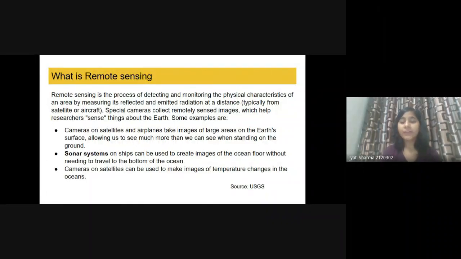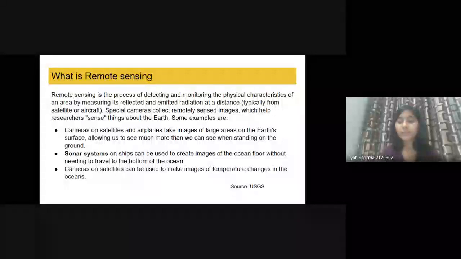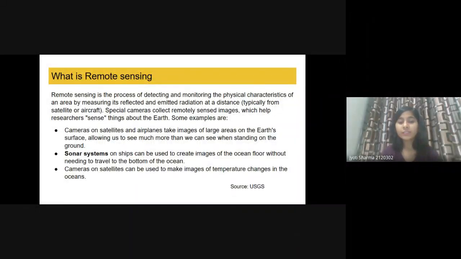And whenever there is exploration of the ocean, these kinds of sonar systems are usually used. Then the cameras on satellites can be used to make images of temperature changes in the ocean.